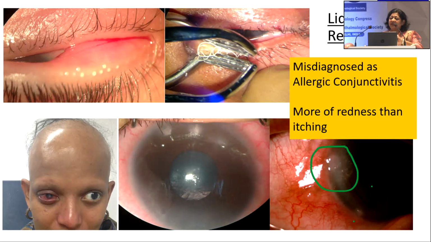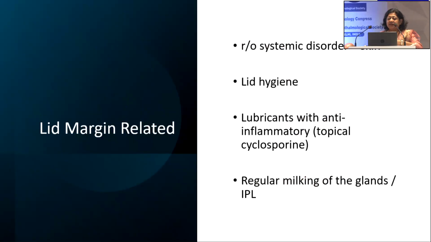and I believe the most important question that we need to ask the parents is, is it redness which is bothering them more, or is it the itching? If it is redness, we know that we are dealing with lid margin, and if it's itching, then it is the allergic component. The lid margin related disorder could also be related to a systemic condition, skin eczema, atopic dermatitis, and what they need is lid hygiene, lubricants along with anti-inflammatory like topical cyclosporin 0.05%, and sometimes in the severe cases, you might also have to do a regular milking of the glands. And if they cooperate, the elder ones can be taken up for IPL treatment as well.